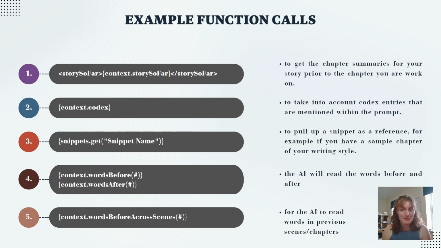For the AI to read the words before, after, within a scene, for example, if you wanted to fill in or bridge a gap between two passages, then these are the function calls that you would want to use. And finally, if you want the AI to read words across previous scenes or chapters and not just the chapter that you're in, like if you did decide you wanted it to read your entire story, then the words before across scenes function call up here is what you want.